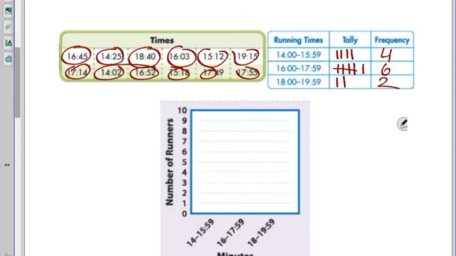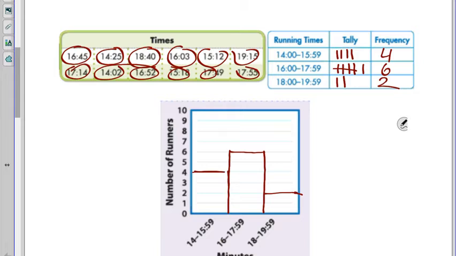Well, now I can make a histogram. And a histogram kind of looks like a bar graph, but it's not. It's continuous data. So in the range of 14 minutes to 15:59, I have 4 values. So that's going to be right here, right? Like that. And as soon as I go to 16 minutes, I'm in the next bar, and there's 6 of those. So those bars are going to be touching. And then my last category, I have 2. So there we go. And so there is my histogram.